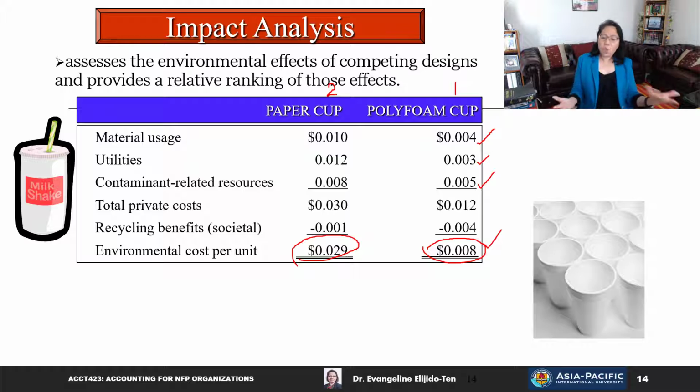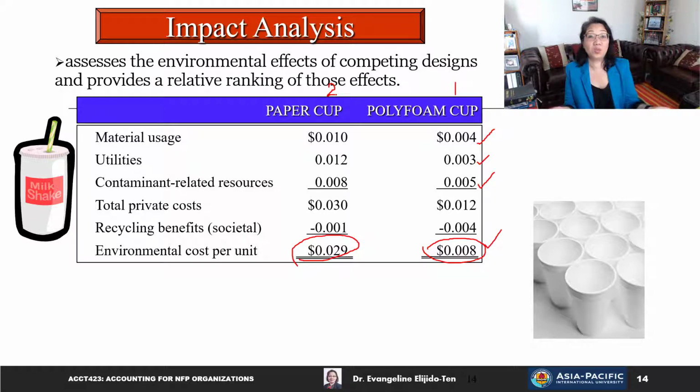All right. Now, how about if we take into account those things that you can't quantify, the benefits that cannot be quantified? Like for example, we know that paper cup is biodegradable, whereas polyfoam cup isn't. Well, is biodegradability very important? Well, for some actually it is, because for those materials that are not biodegradable, it will take hundreds of years before this material will actually disintegrate.